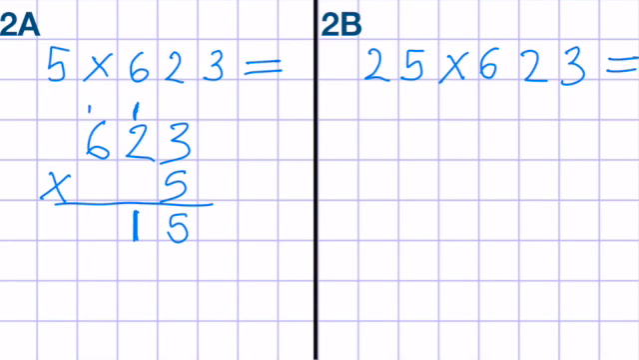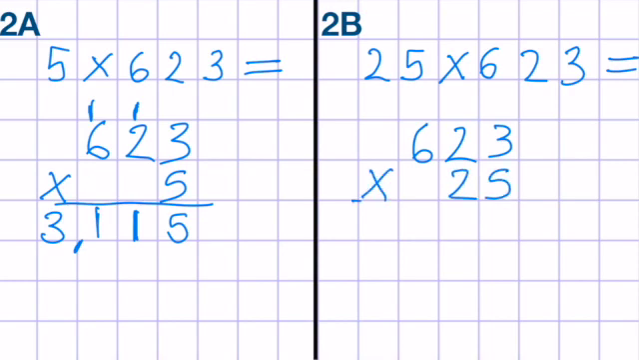1 here, carry the 1. 5 times 6 is 30, plus 1 is 31. So that's 3,115. Okay, over on the other side, we've got the same number, 623 times 25. So we've just done times 5 over on this side. So I'm going to copy that across.